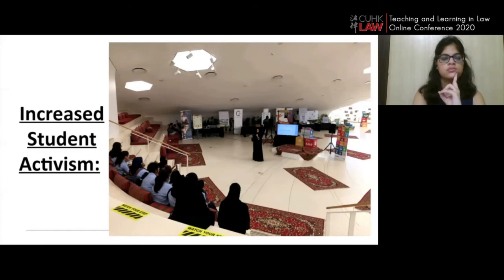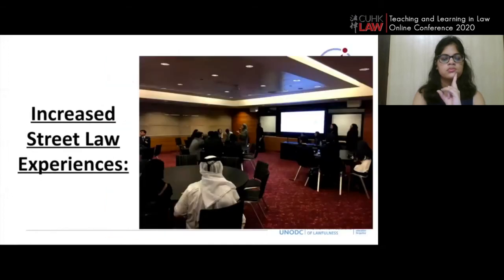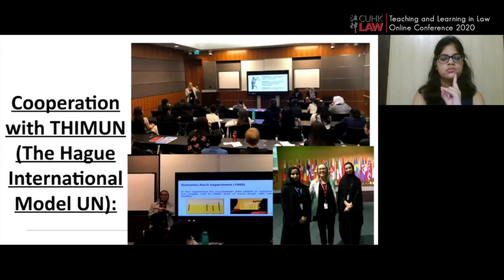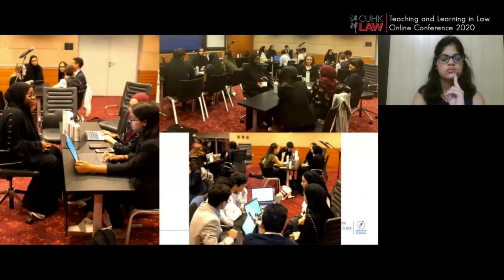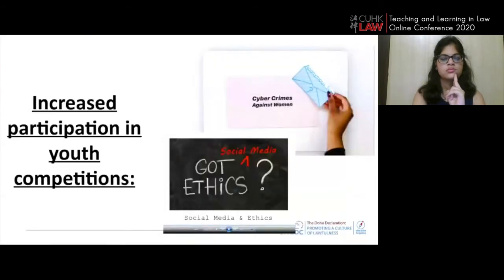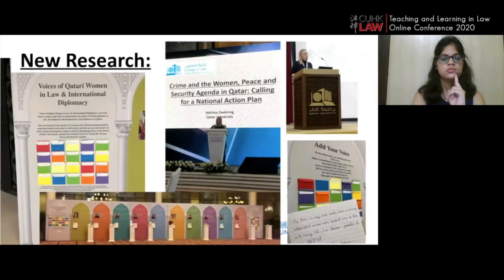I would have them engage in community events where they would teach women, peace, and security to local elementary students. I would have them do street law experiences where they would work with local high schoolers and local middle schoolers, and I would go with them when needed, or I would also go and teach women, peace, and security. Here I am with the Hague International Model UN middle school students. My university students would work with high schoolers. They would join student youth competitions, and we developed an interactive art installation that toured the community and went to different events and had a huge impact.